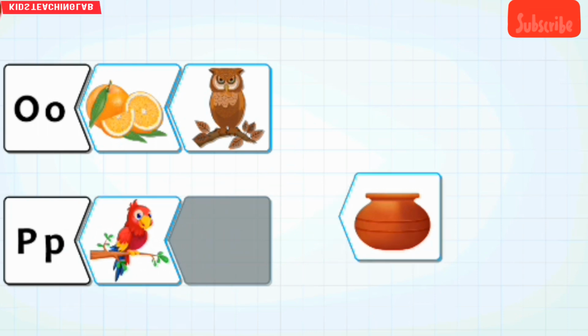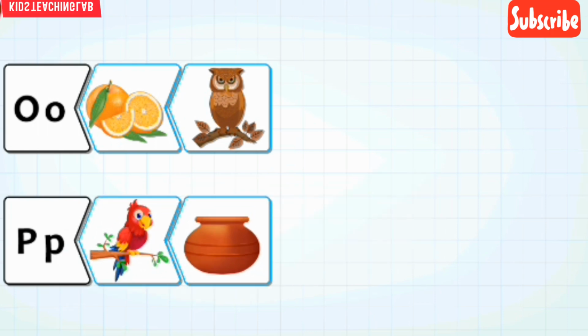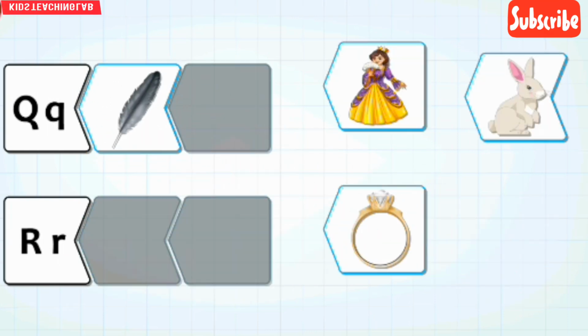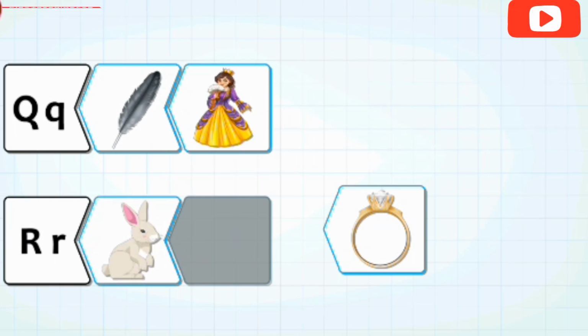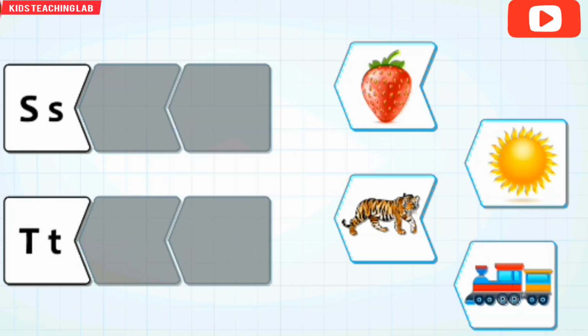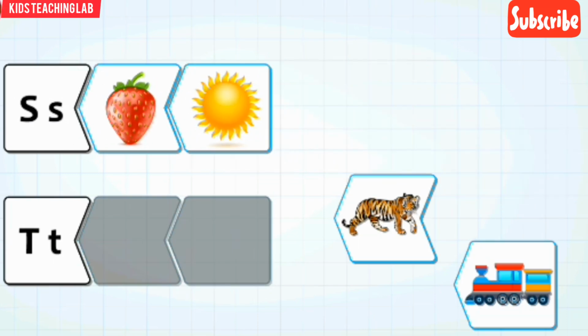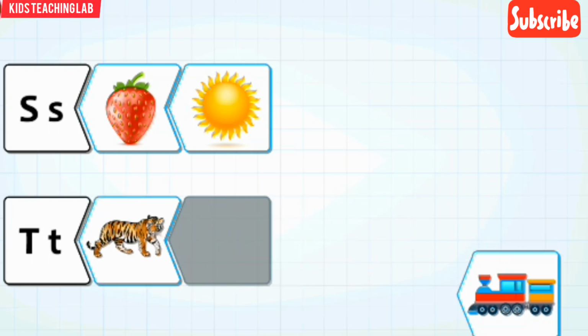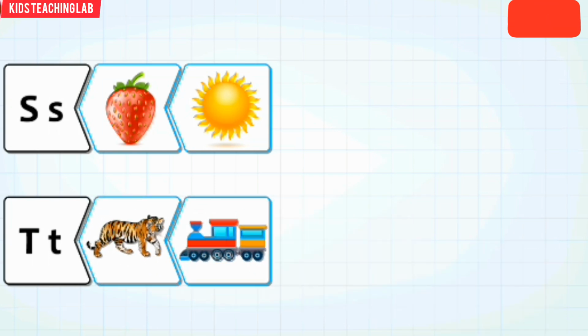P for parrot, P for pot. Q for quail, Q for queen. R for rabbit, R for ring. S for strawberry, S for sun. T for tiger, T for train.